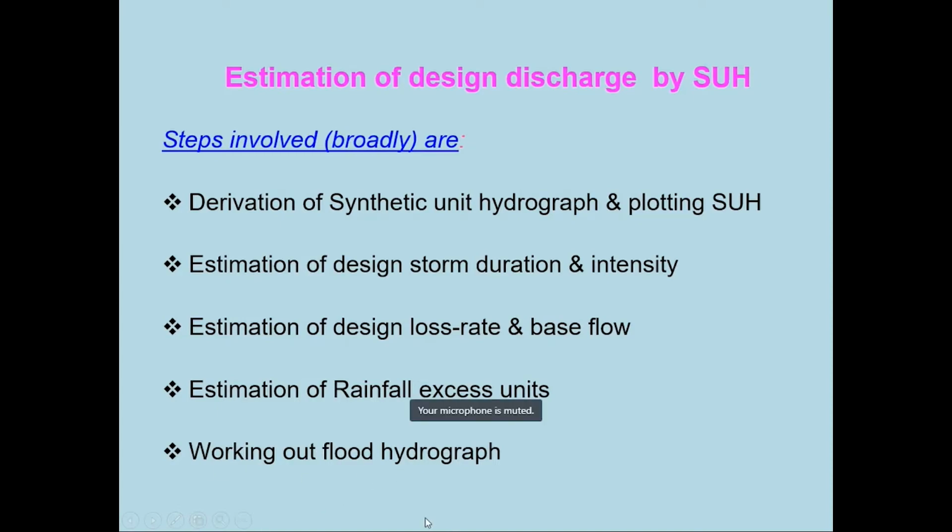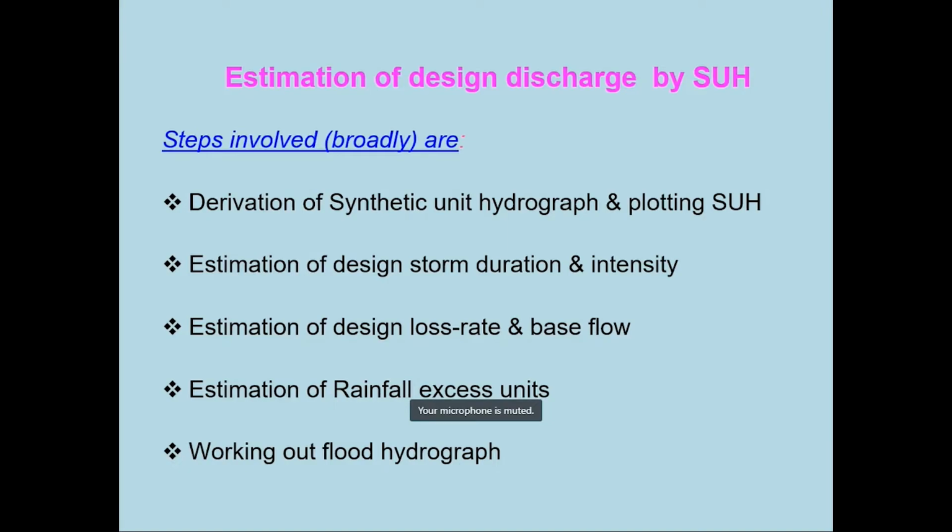Then working out the flood hydrograph. For each hour, we see how much excess rain has occurred. For that excess rain, we draw the hydrograph, and those hydrograph ordinates are added. The highest ordinate will be the maximum discharge by that storm. For that maximum discharge, the bridge is designed.